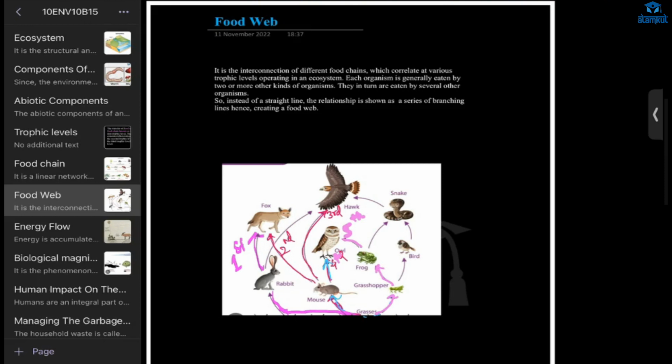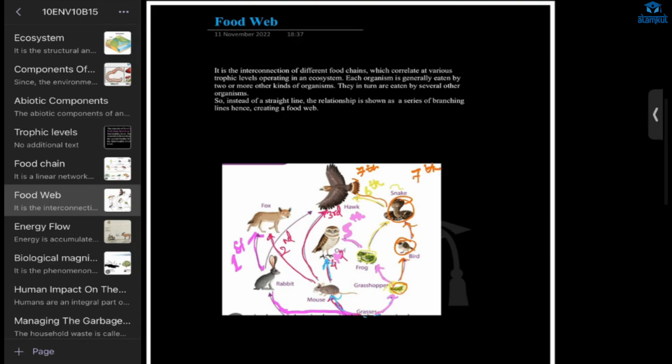How many food chains are here? Next we have grasshopper, then frog, and it is eaten by the snake, and the snake is eaten by the hawk. This will be our sixth. Then one more: grass, grasshopper, bird, then snake, then hawk. This is our seventh food chain. So here we have seven food chains.